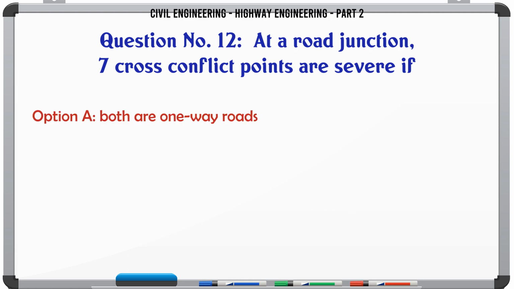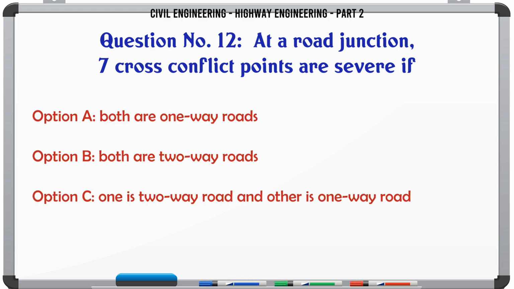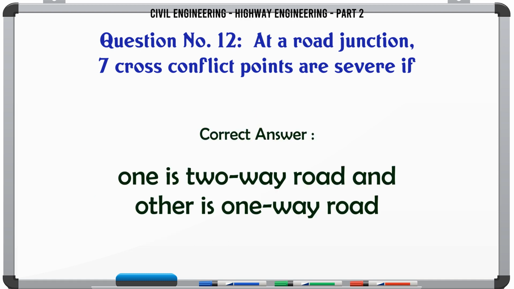At a road junction, cross-conflict points are severe if A. both are one-way roads, B. both are two-way roads, C. one is two-way road and other is one-way road, D. none of these. The correct answer is one is two-way road and other is one-way road.